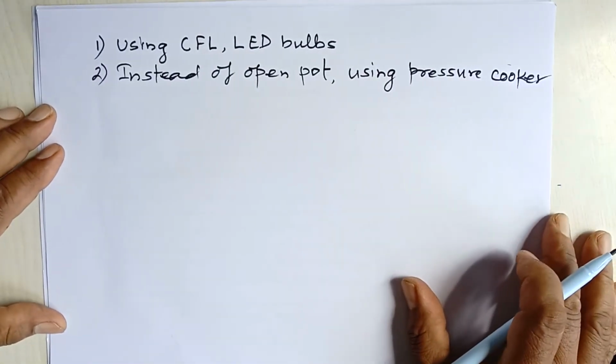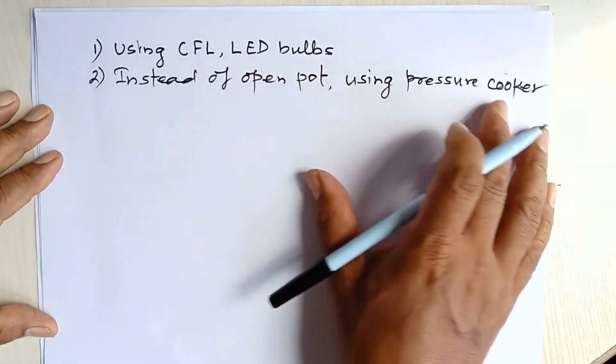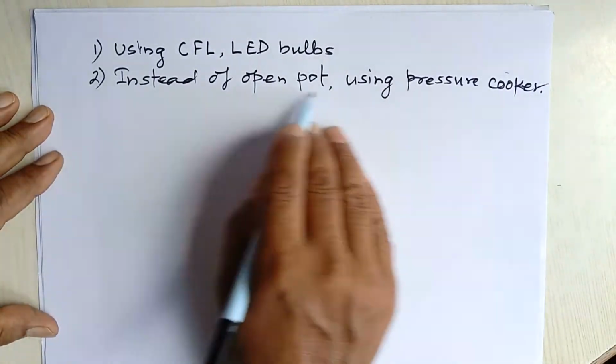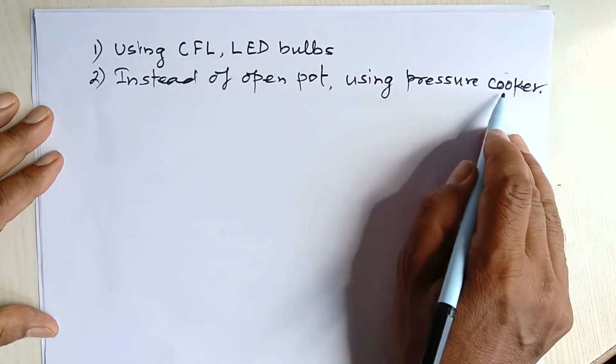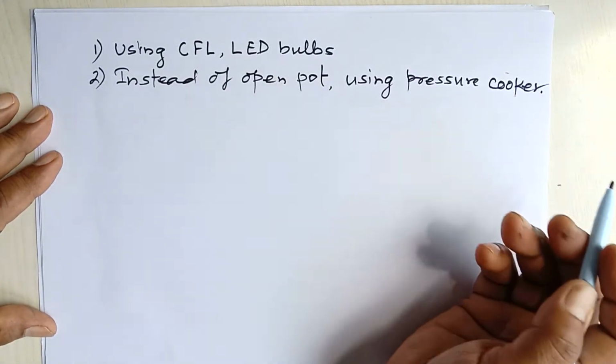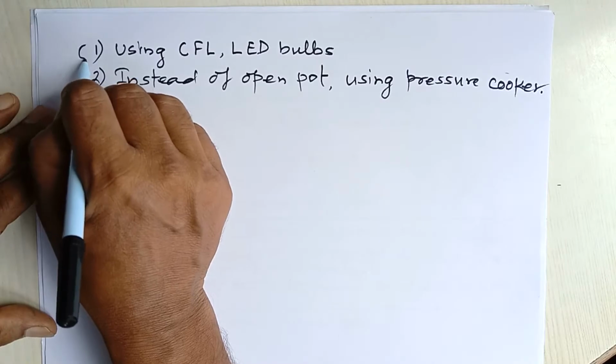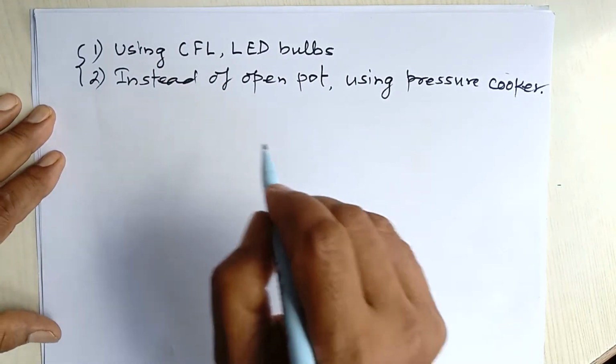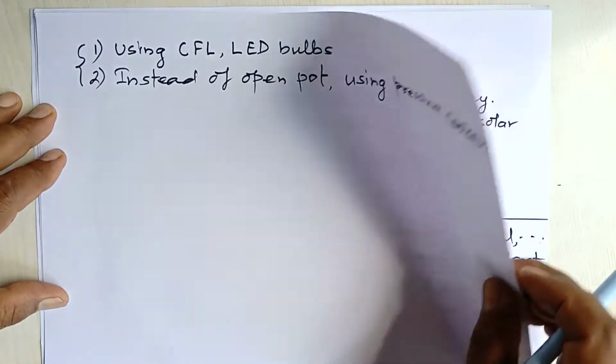We can use a pressure cooker instead of an open pot. Why? Because cooking becomes faster in a pressure cooker and energy can be saved. This can be taken as home level, I mean to say personal level, conservation of energy.